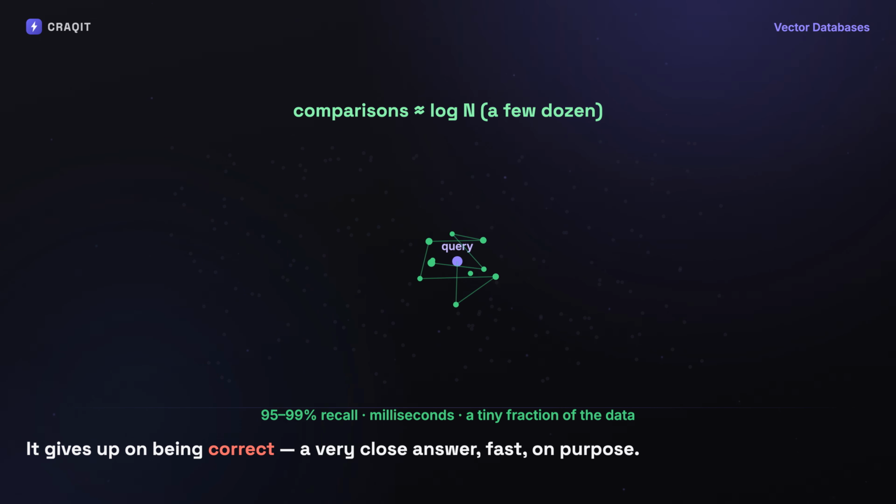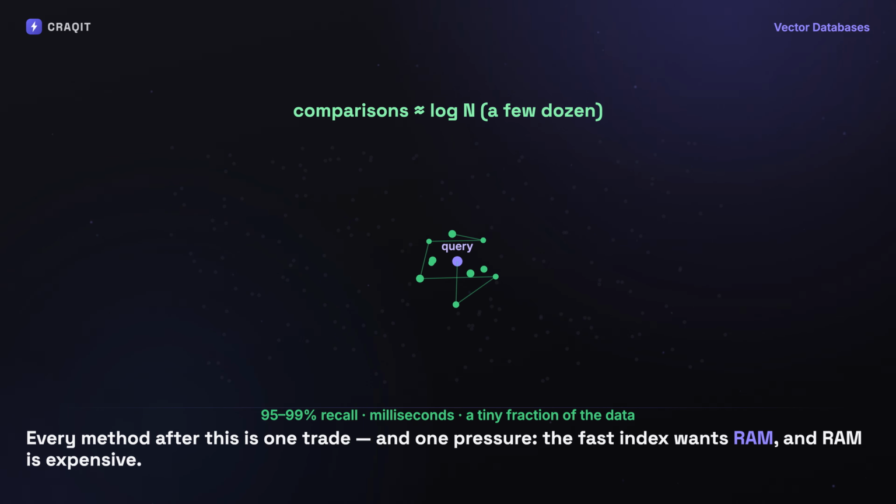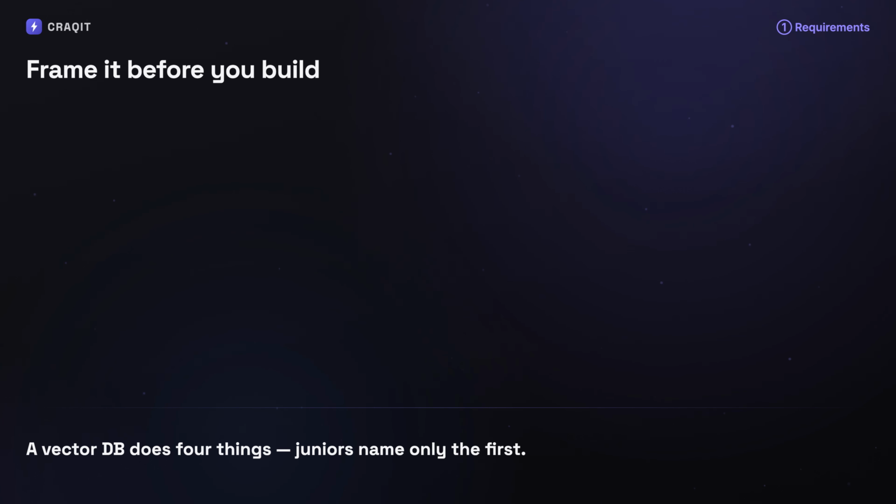The good indexes want to live in memory, and memory is expensive. Get that, and you can design vector search at any scale. Miss it, and you'll propose a for loop over a billion vectors and lose the room in 30 seconds. Let's frame it before we build.